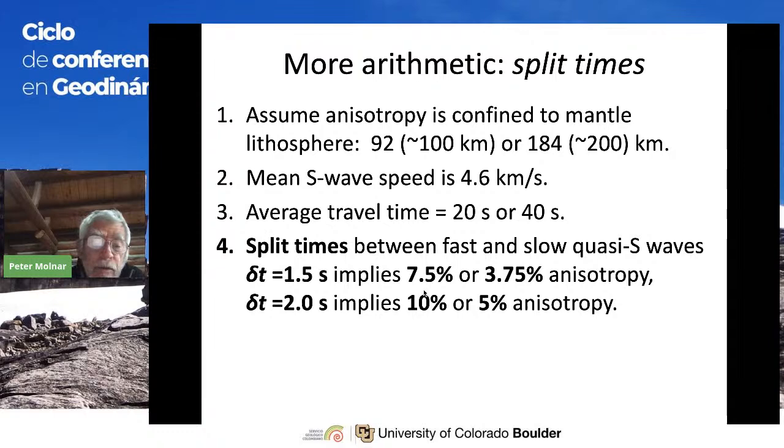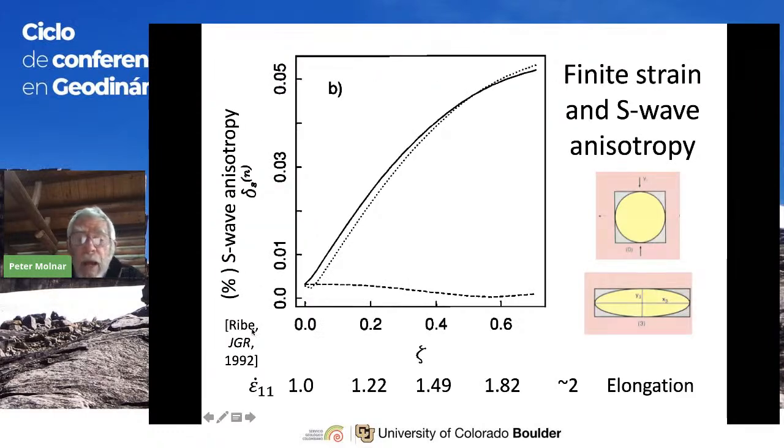Now, Reby took those values and made calculations where one can go from the fraction of anisotropy given here, where 0.01 would be 1%, 3%, 5%, and calculated how much strain is needed to produce this much anisotropy. And that's what these curves show. Don't worry about this curve.